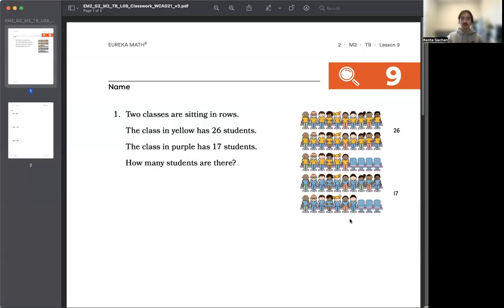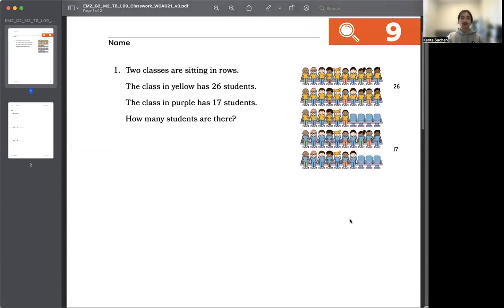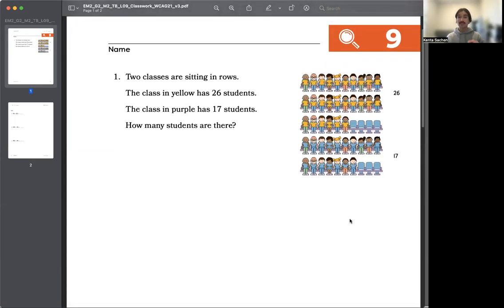I want you to open up your workbooks to page 79, and you should see a bunch of students dressed in yellow and blue sitting down. Oh, sorry, 73. Did I say 79? 73. This is what you should be seeing. I'm going to give you a moment.